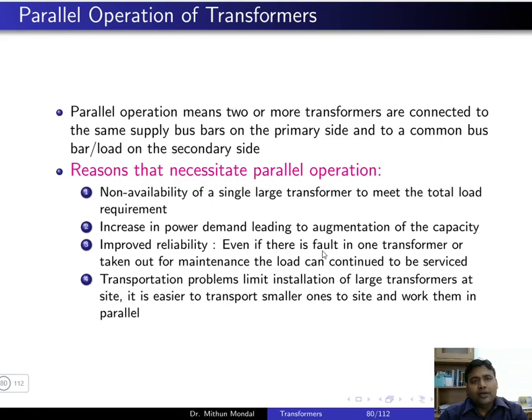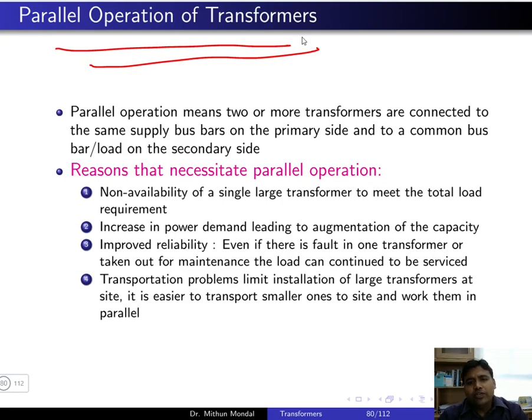So the next topic that we are going to take is the parallel operation of transformers. Why do we do the parallel operation of transformers, and what is the need of parallel operation, that we are going to discuss. Parallel operation means two or more transformers are connected to the same supply bus bar on the primary side and to a common bus bar or load on the secondary side.